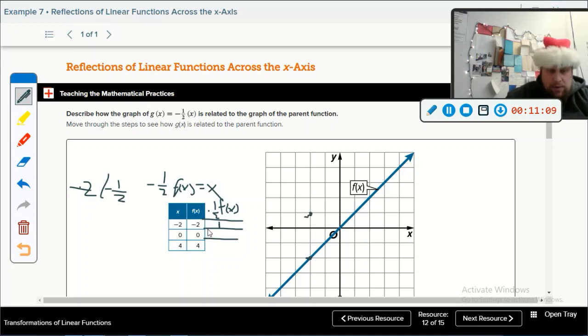How about the point 0, 0? Well, negative 1/2 times that is still 0. So I'm still going to have my point at 0, 0. And then last of all, I'm going to look at this 4. Well, what's negative 1/2 times 4? And let's see, 2 goes in 2. That's going to end up being negative 4 halves, which is just negative 2.